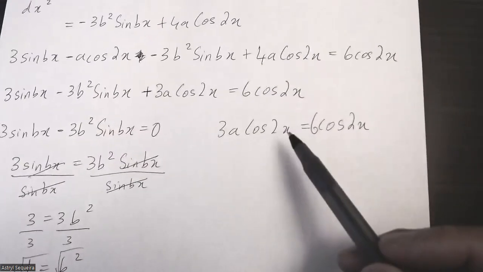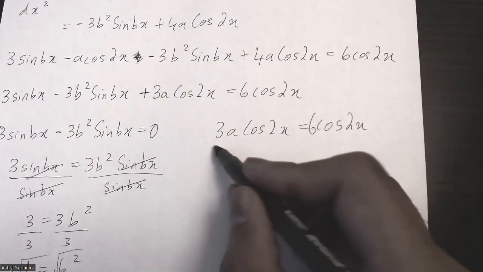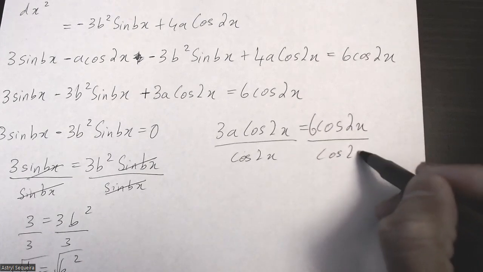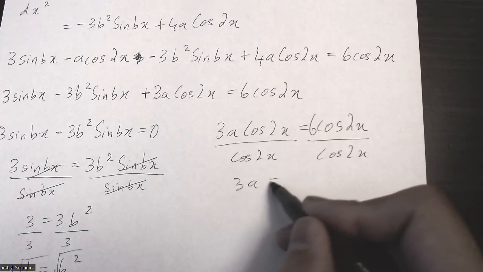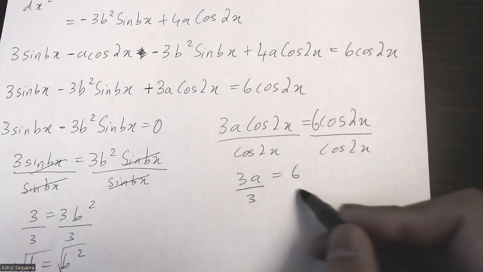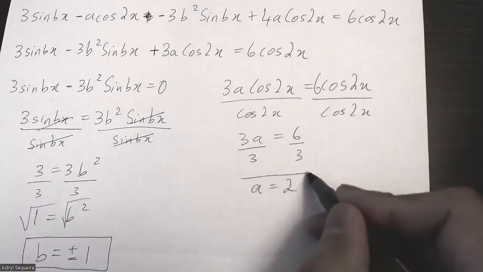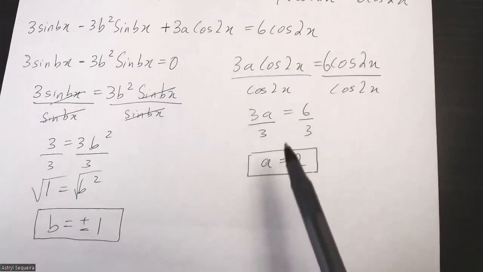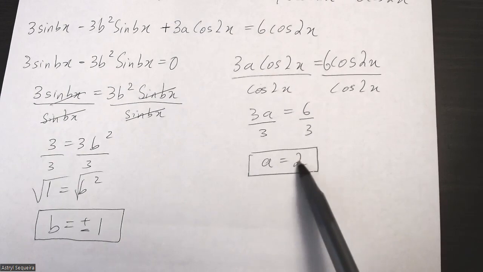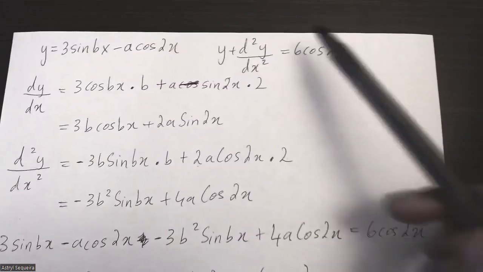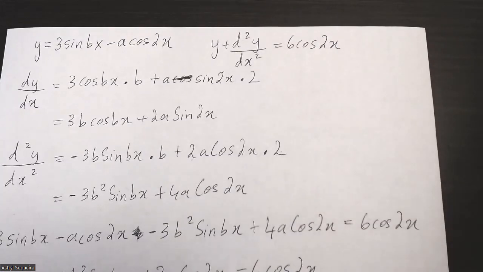And then to find a over here, I know that I can just divide both sides by cos 2x. So I get 3a equals 6, and if I divide both sides by 3, I get a equals 2. So these are my solutions for a and b. For a, I only have one solution, but for b, I have two solutions, and those will make this equation up here true.